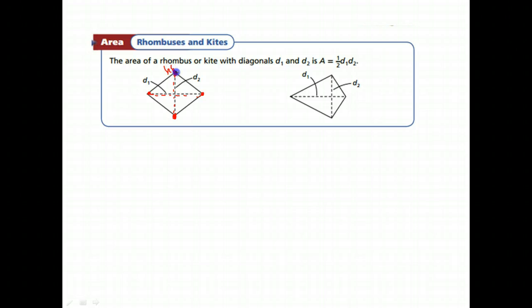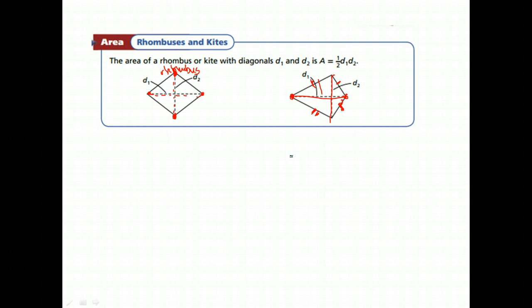This is a rhombus. Rhombus just means a figure with all sides the same length. And this is a kite. Notice it has a pair of sides the same length here and a pair of sides the same length down here. Again, its area is also determined using its diagonals, the line from one point to the opposite point.